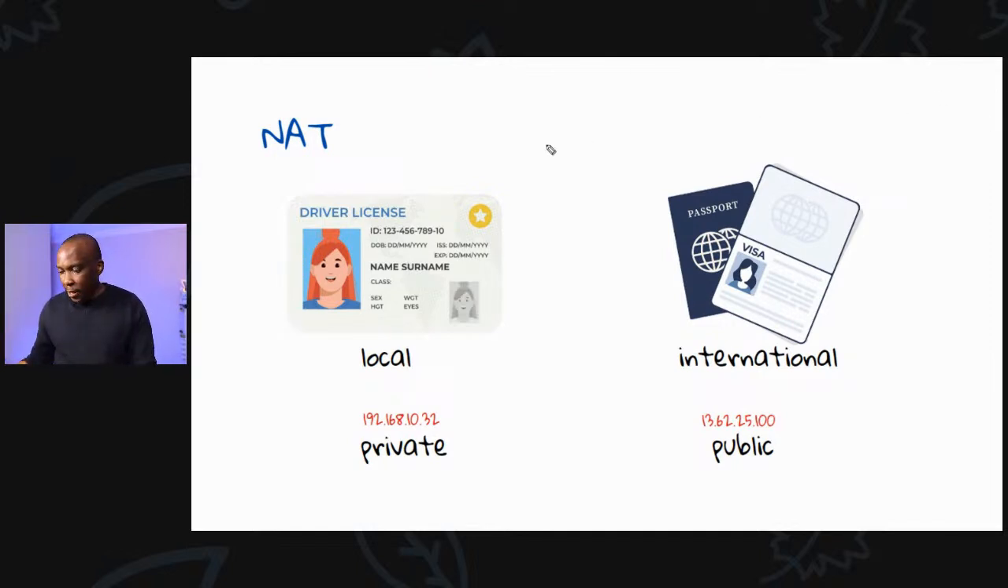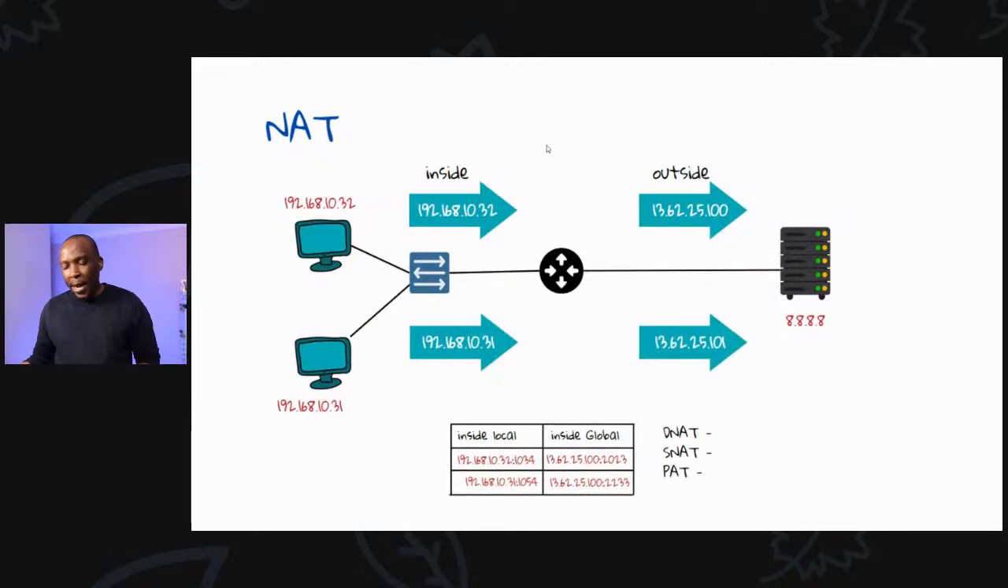And that is similar with NAT. Our private IP addresses can't take us online, so we need something that translates our private IP address onto a public IP address. And there are 3 forms of network address translation. The first one is known as static NAT or one-to-one.